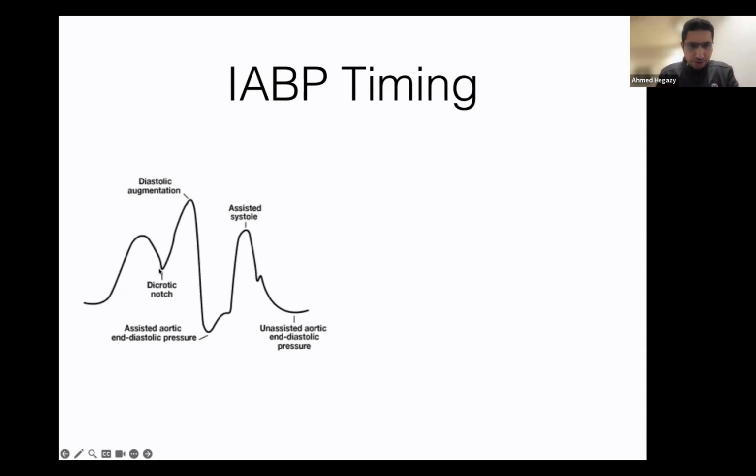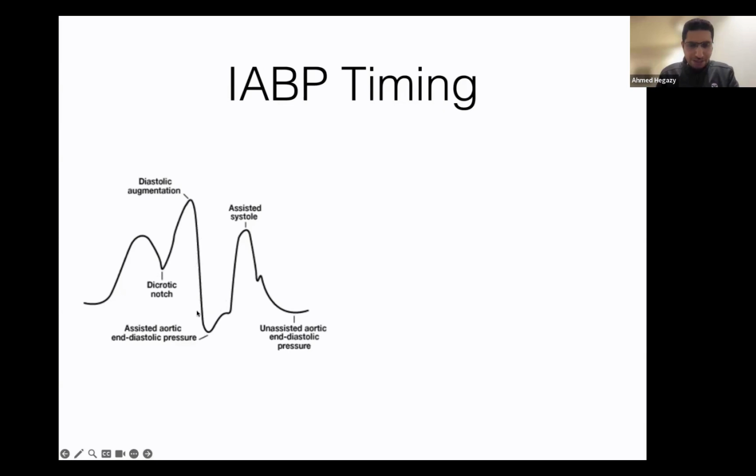When you look at this tracing here, you see a balloon pump that is inflating at the dicrotic notch. That's great inflation timing. But then it deflates, and there's still a lot of diastolic time. So it should deflate as soon as systole starts.